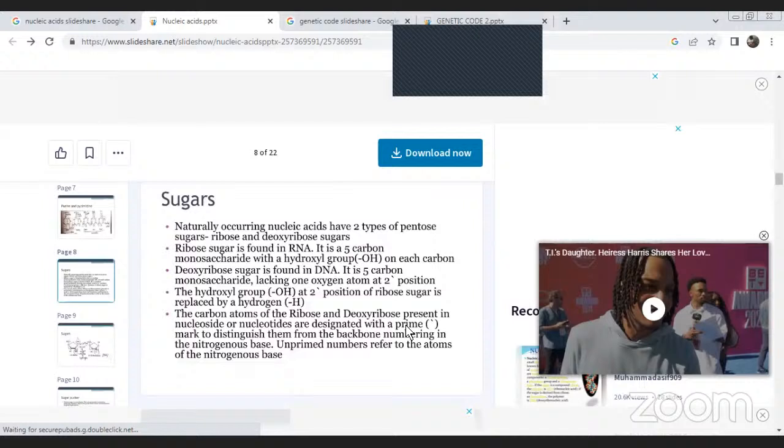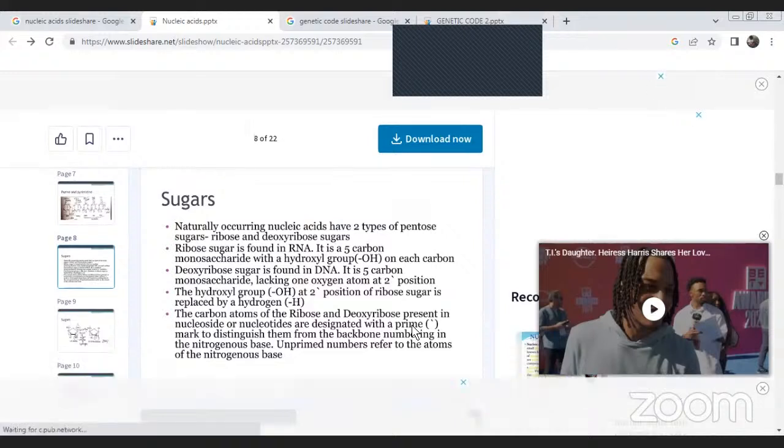The sugars. Naturally occurring nucleic acids have two types of sugars, ribose and deoxyribose. Ribose sugars are found in RNA. Ribose is a 5-carbon monosaccharide with a hydroxyl group, OH, on each carbon. Deoxyribose sugars are found in DNA. Only ribose is present in RNA, and deoxyribose is present in DNA.